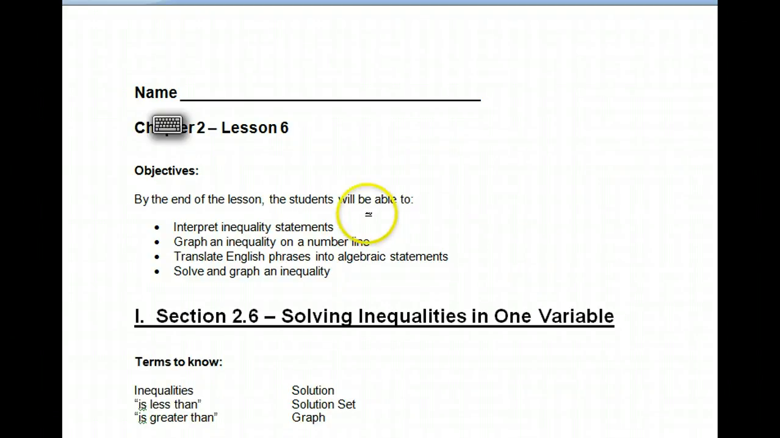In this lesson, we are going to work on interpreting inequality statements, graphing an inequality on a number line, translating English phrases into algebraic statements, and then lastly, we are going to solve and graph an inequality.